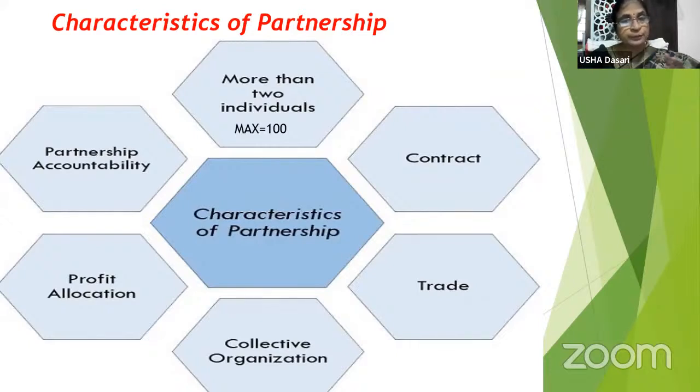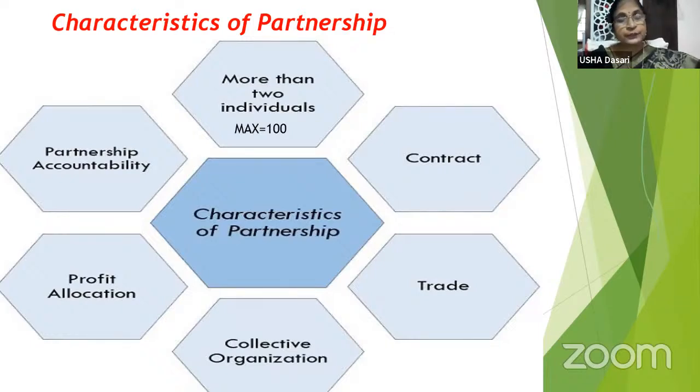So the minors cannot form the partnership, but with the consent of other persons, they can enter into the contract. At the same time, remember that here minimum is two or more persons. Two persons is the minimum to form into this partnership business. But recently, the Companies Act has been revised so that the maximum number of partners should be 100.